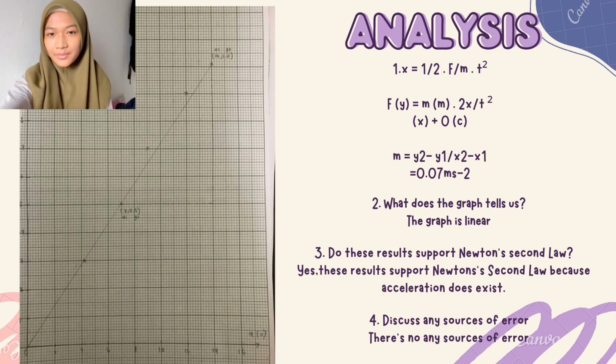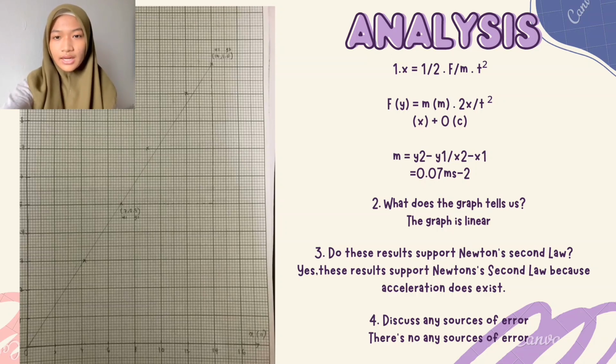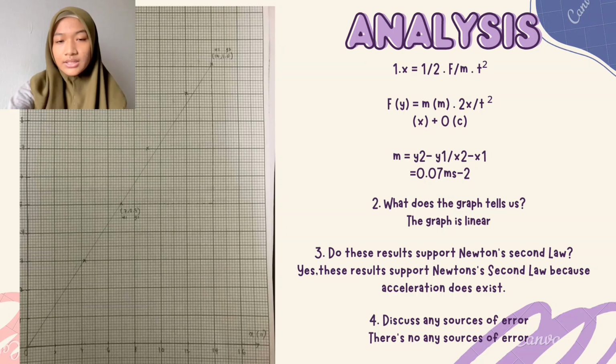Next, I'm going to talk about the analysis. As you can see, we got a linear graph after plotting all the data. After I plot the graph, I find the gradient by using the gradient formula, y2 minus y1 divided by x2 minus x1. In this calculation, y2 is 1.0, so 1.0 minus 0.5 divided by 14 minus 7. So I got 0.07 meters per second to the power of negative 2.